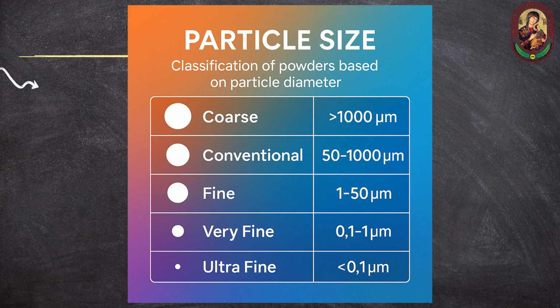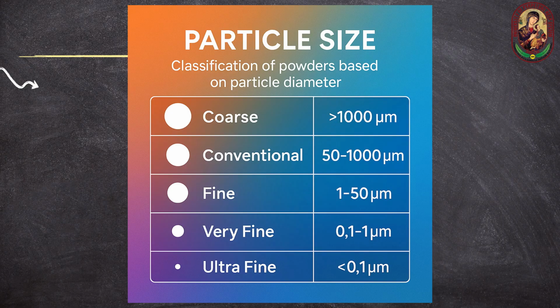Let's talk about particle size. This refers to the diameter of individual powder particles, and it's one of the most important factors that affect drug performance. Powders can be classified based on their size. We have coarse particles, larger than 1000 micrometers. These flow easily but dissolve slowly. Then conventional particles, around 50 to 1000 micrometers, commonly used in most tablet formulations.